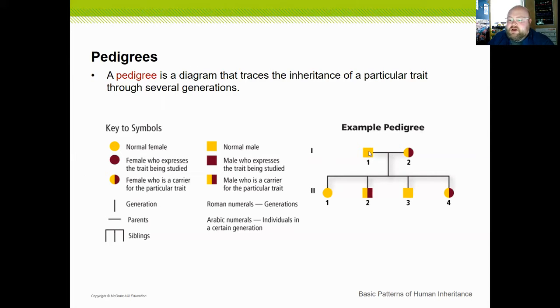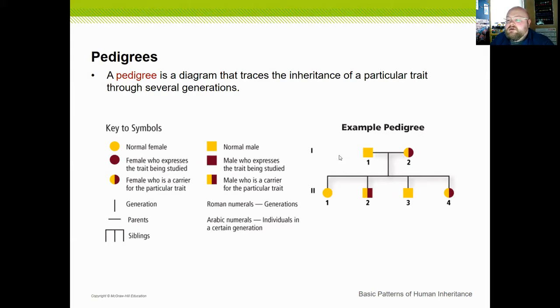Straight lines left to right indicate that these are the parents of offspring. Lines that go up and down mean you're jumping to the next generation. And then if you have several arched connected lines, that's going to indicate that these are siblings being talked about. Now, numbers are just each individual, 1, 2, 3, 4. Roman numerals are each different generation.